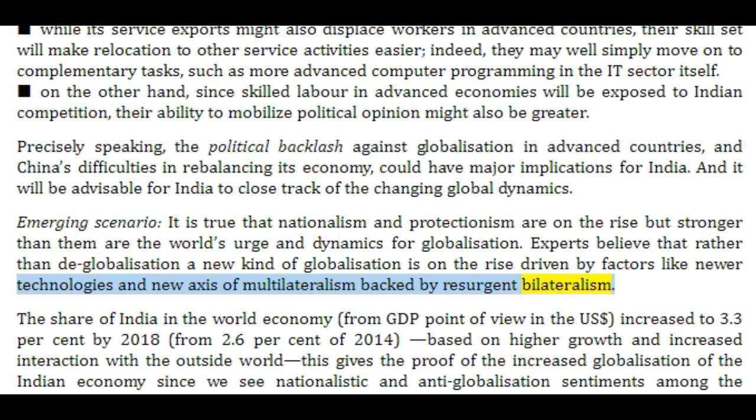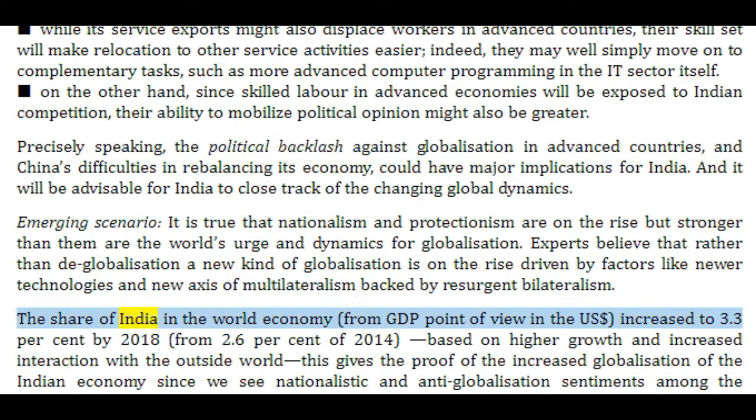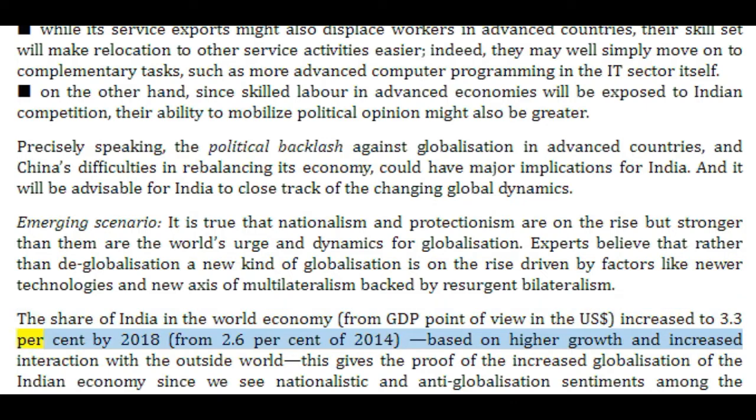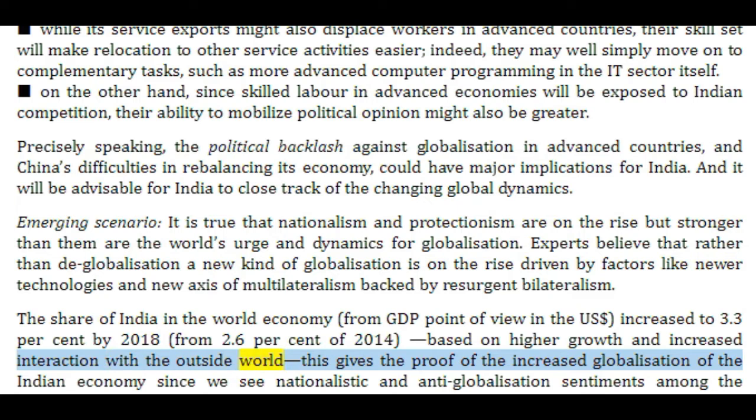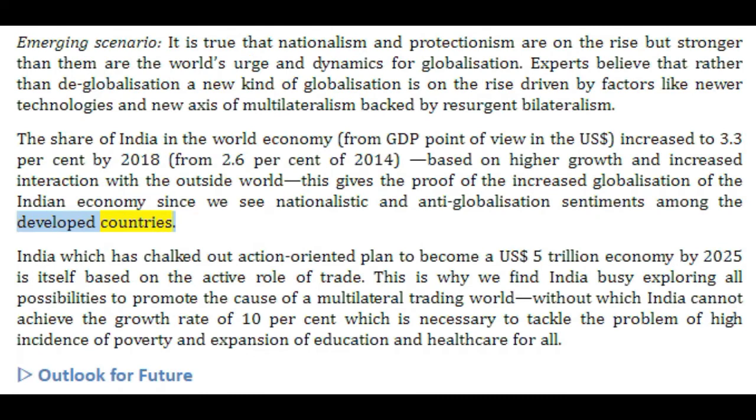The share of India in the world economy: from the GDP point of view, India's share in the world economy increased to 3.3% by 2018 from 2.6% in 2014, based on higher growth and increased interaction with the outside world. This gives the proof of the increased globalization of the Indian economy, even as we see nationalistic and anti-globalization sentiments among the developed countries.